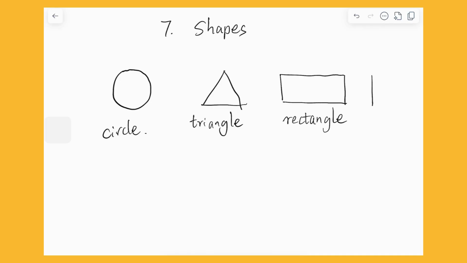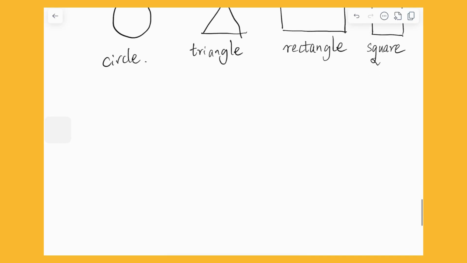And last, we have this here, which has 4 sides that are equal. This is a special rectangle, which we call a square. Okay, so now take a look at those shapes and find similar shapes in your room. All right, now let's move to our next topic.